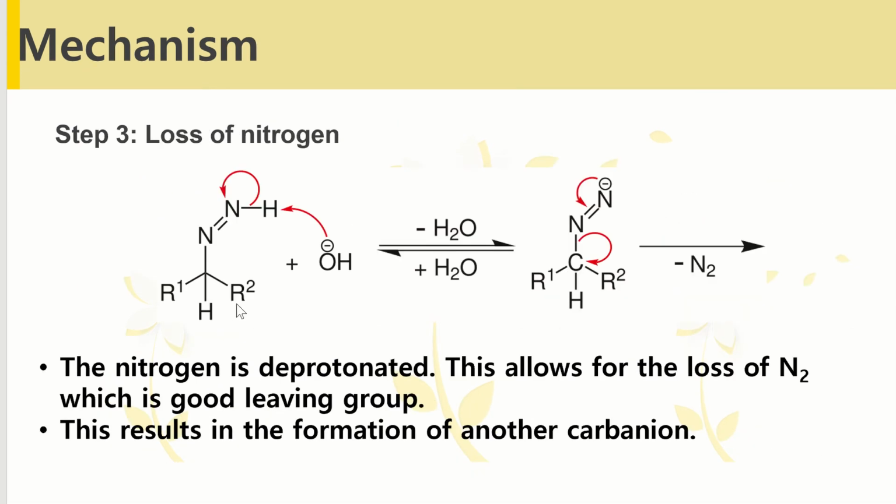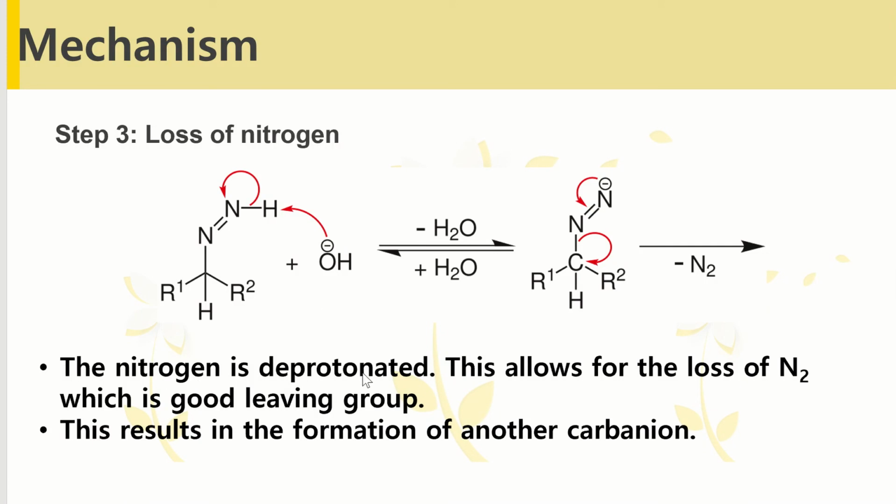So our third step involves the loss of nitrogen, right? So again, the base will pull the other proton, form the negative charge that we see here, and then this negative charge would form nitrogen, which is liberated, breaking this carbon-nitrogen bond to form a carbanion, right? So we form another carbanion here.